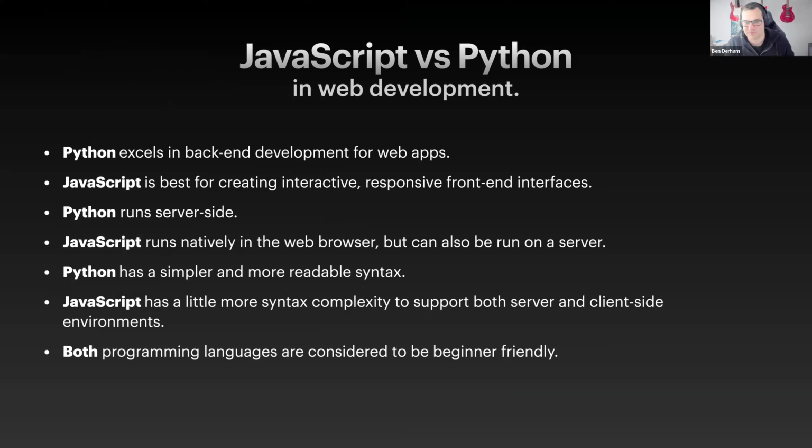So when we stack it up against Python, it's not a competition. Both are good, but they excel in different areas. Python is great for back-end development, whereas JavaScript is much better for creating interactive and responsive front-end interfaces. Python only runs on the server, whereas JavaScript runs natively in our web browser, but we could also run it on the server. So it's a little bit more flexible.